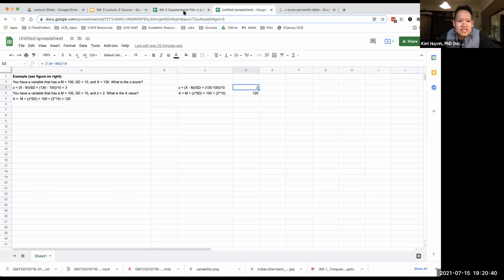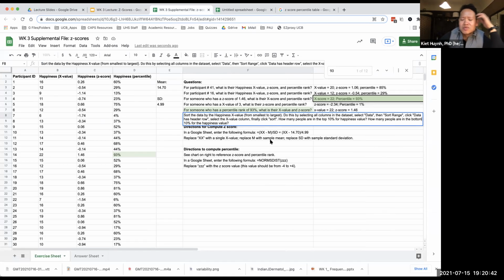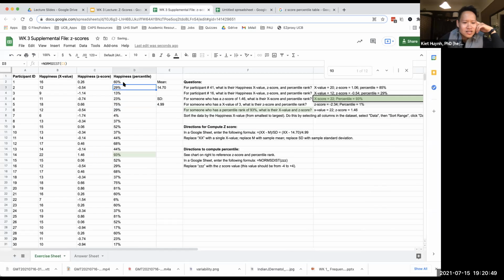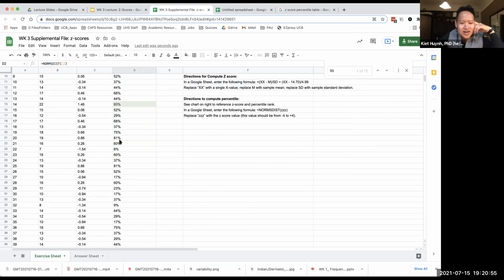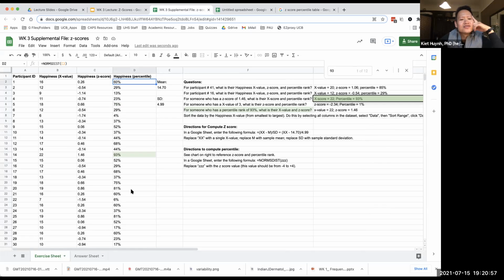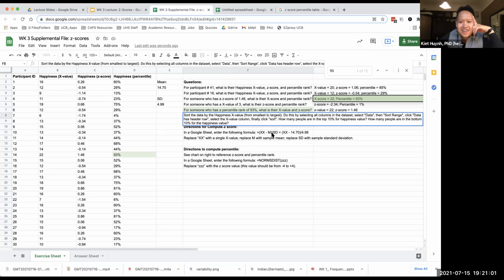Okay. So basically, we're trying to find the number of people in the top 10% for the happiness value, and the number of people in the bottom 10% for happiness value. But you see here the percentile ranks are all mixed up. They're not in order. Ideally, we wanted 1, 2, 3, 4, 5, 6, 7, 8, all the way down to 100 in numerical order. So the way to do this is just by following these instructions. It's long, it has a lot of steps, but this is how you would do it.